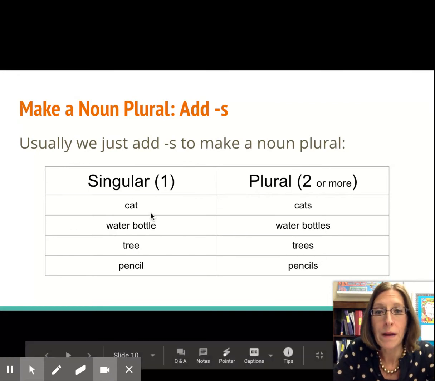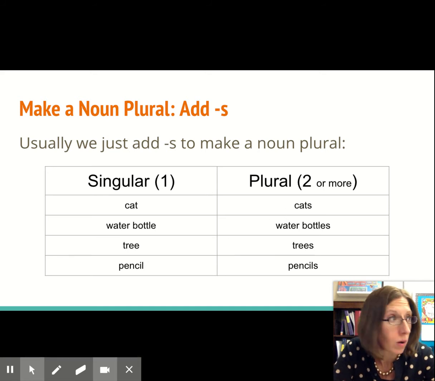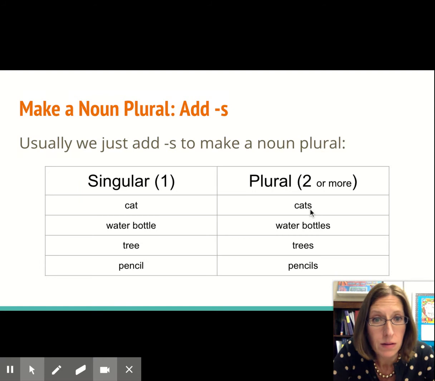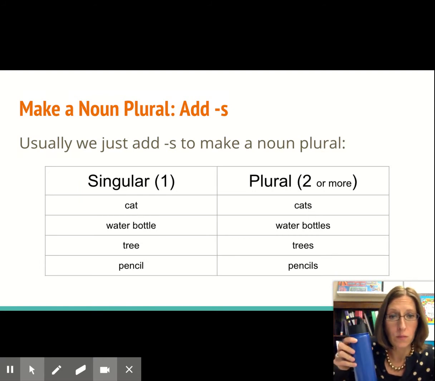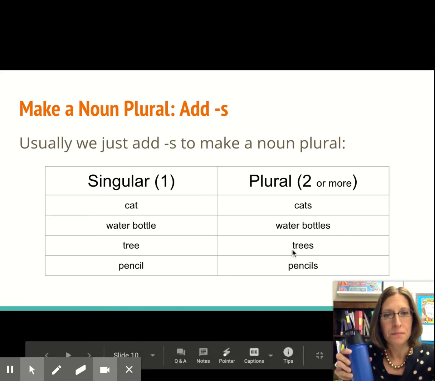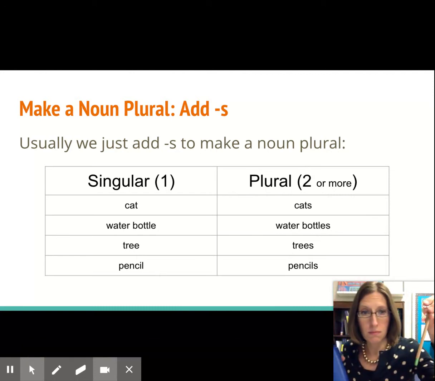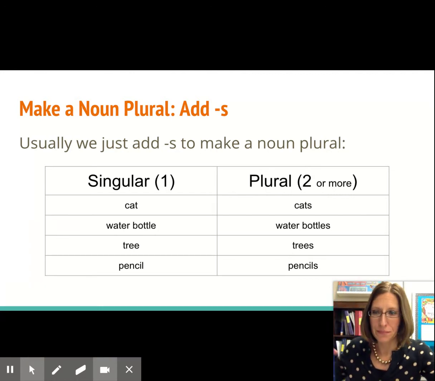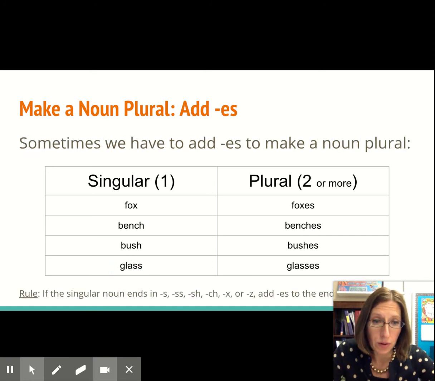So if you had one cat, it would look like this. And if you had 2 or 3 or 4 or 79 cats, you would add an s. One water bottle. I have one water bottle. Or perhaps at your house, you might have many water bottles with an s. One tree, many trees. One pencil, many pencils.